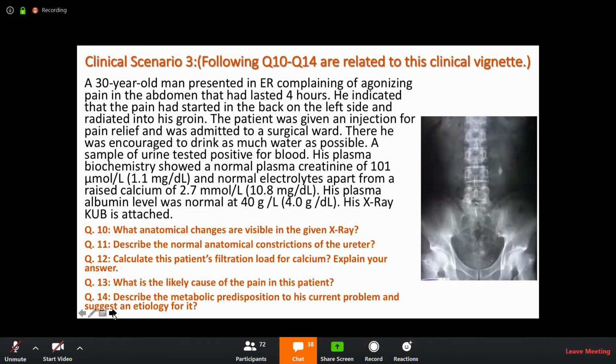A sample of urine tested positive for blood. His plasma biochemistry showed a normal plasma creatinine of 101 micromolar per liter, the same as 1.1 milligrams per deciliter, and normal electrolytes apart from a raised calcium of 2.7 millimolars per liter, 10.8 milligrams per deciliter. His plasma albumin level was normal at 40 grams per liter, 4 grams per deciliter. His X-ray KUB is attached. So the first question is, what anatomical changes are visible in the given X-ray?